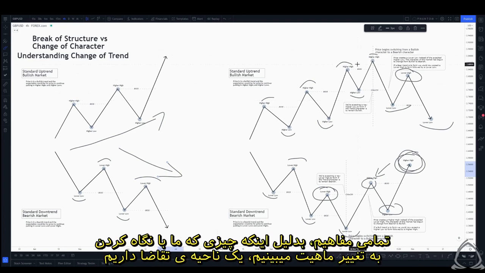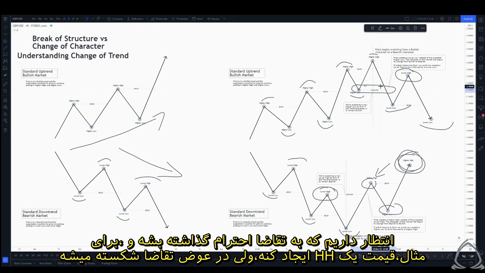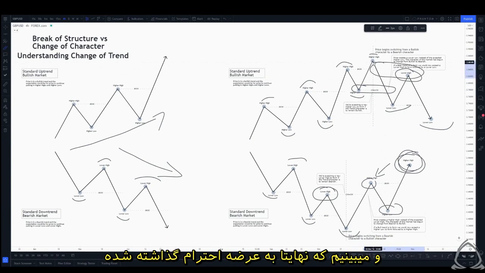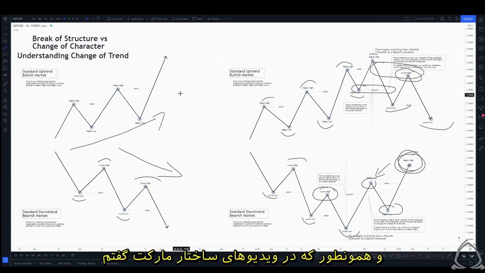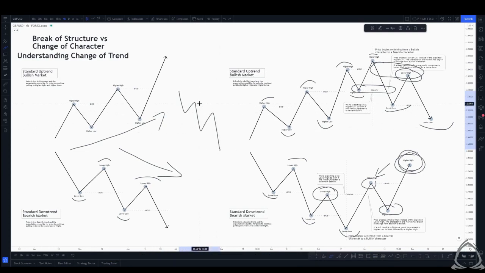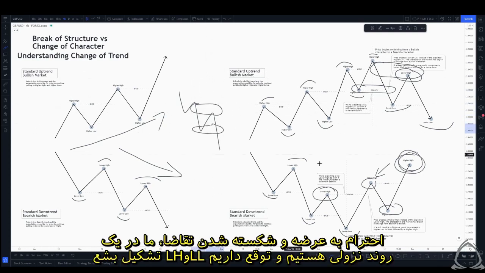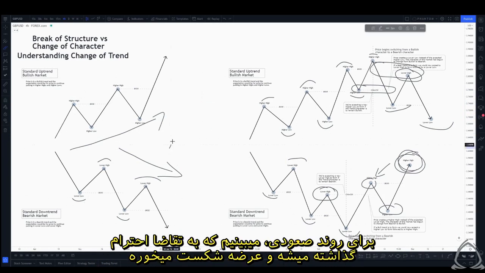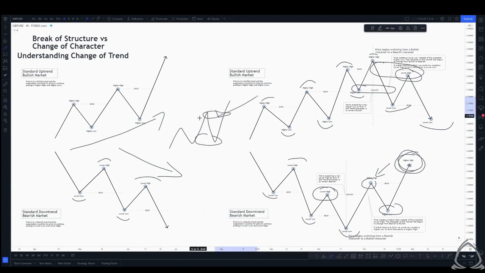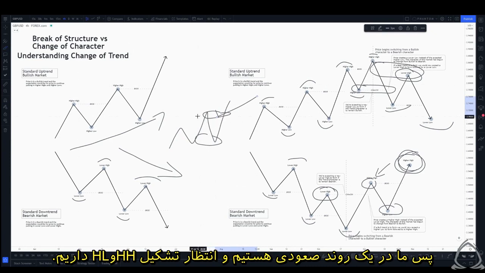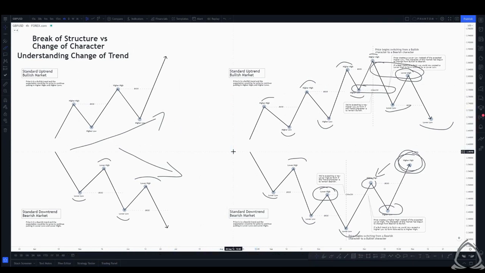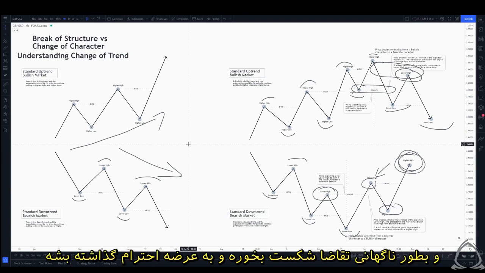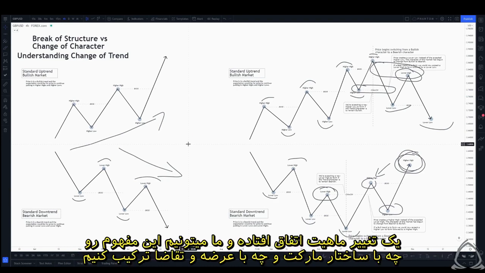Because what we can start to see when we're looking at changes of character is, we have a demand zone. We're expecting demand to be respected for price to put in a higher high, for example, but instead demand fails, and what we end up seeing is supply being respected. And like I said in the market structure videos, if we see supply being respected and demand failing, we're in a downtrend and we're expecting lower lows and lower highs. If we're in an uptrend and we're seeing demand being respected and supply failing, then we're expecting higher highs and higher lows. Now on the flip side, if we're seeing demand being respected and supply failing, and then all of a sudden demand fails and supply becomes respected, we've seen a change of character.